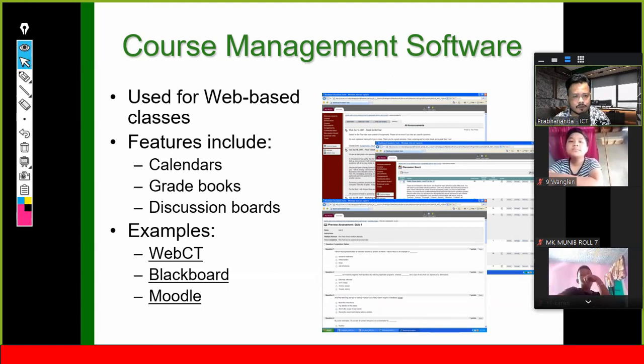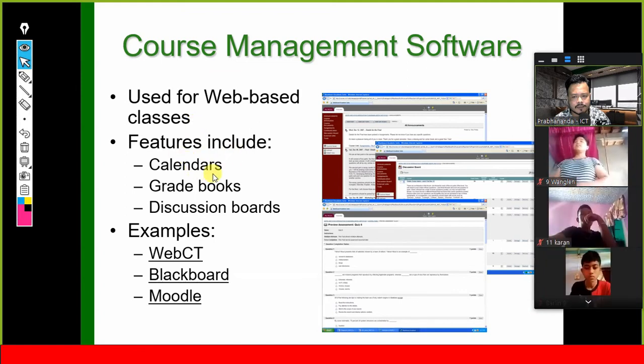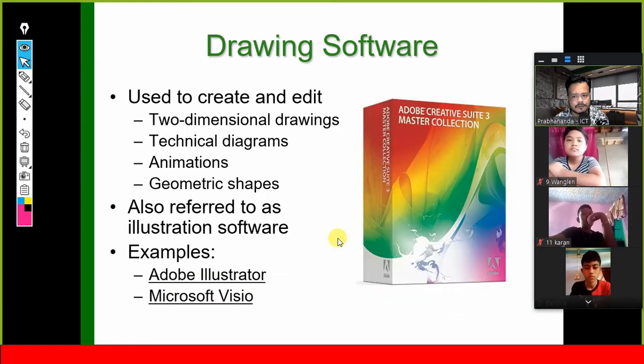Course management software is used for web-based classes. Features include calendar, gradebook, discussion board. Examples: WebCT, Blackboard, Moodle, etc. And drawing software is used to create and edit two-dimensional drawings, technical diagrams, animations, geometric shapes, also referred to as illustration software. Examples: Adobe Illustrator, Microsoft Visio.